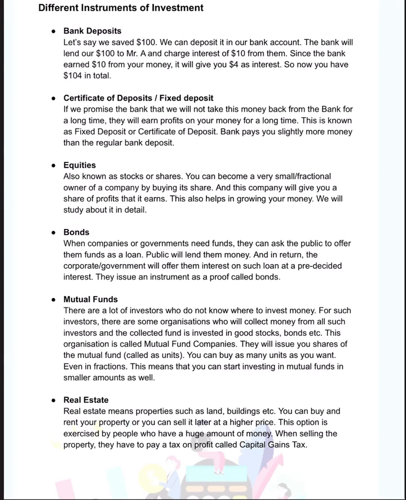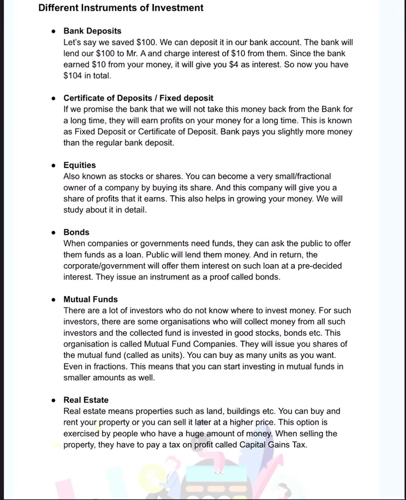Bonds. When companies or governments need funds, they can ask the public to offer them funds as a loan, and the public will lend them money. And in return, the corporate or government will offer them interest on such a loan at a pre-decided interest. They issue an instrument as a proof, which is the bonds.